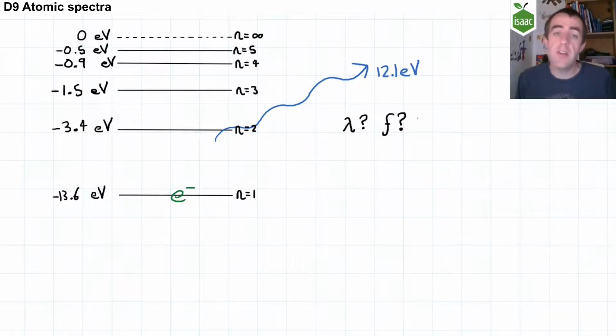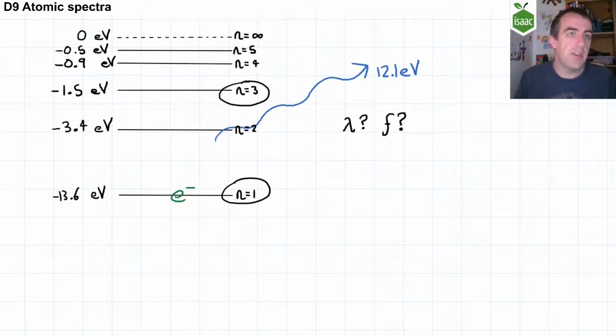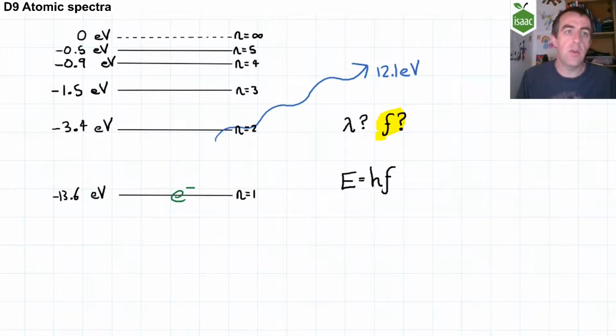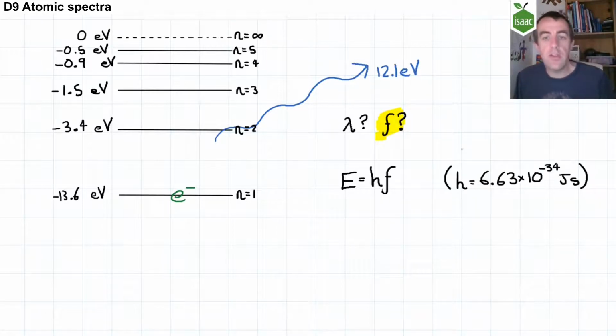Now you could be asked for the wavelength or the frequency of the electromagnetic radiation that is emitted when the hydrogen atom de-excites from n equals 3 to n equals 1. This is just an example to show you how this works. Well, let's start by calculating the frequency. The energy of the photon is equal to Planck's constant multiplied by the frequency of the electromagnetic radiation. Planck's constant is 6.63 times 10 to the negative 34 joule seconds.